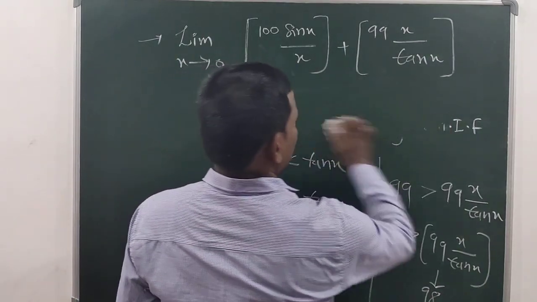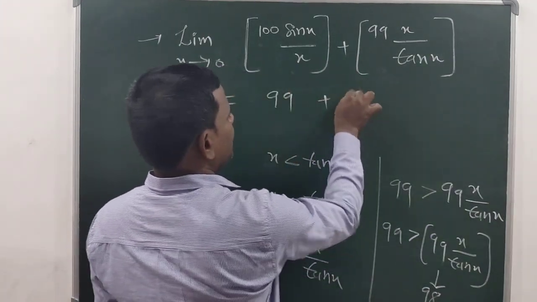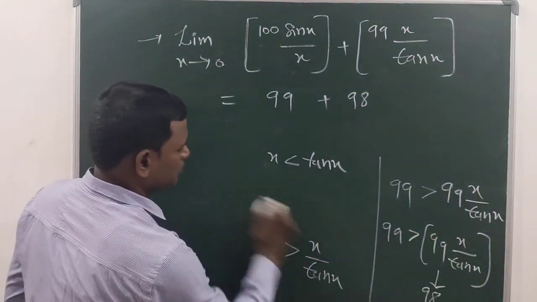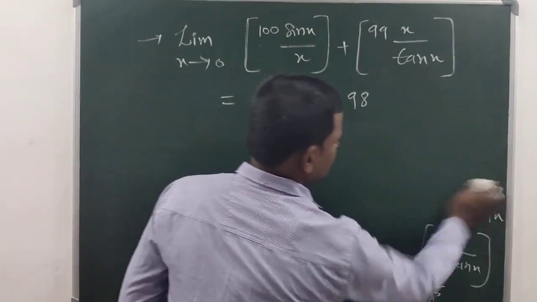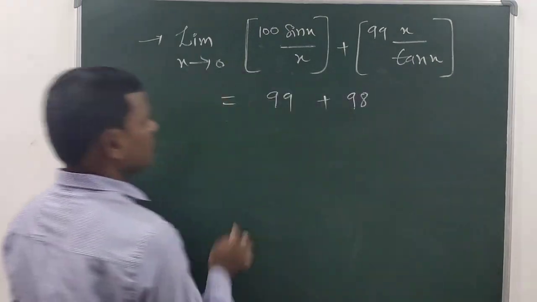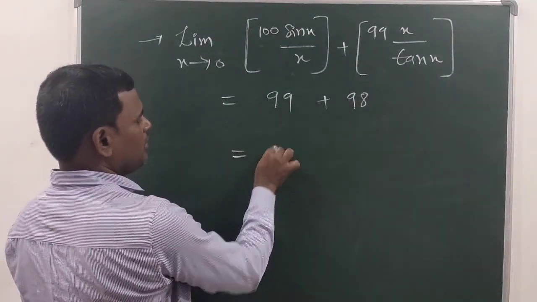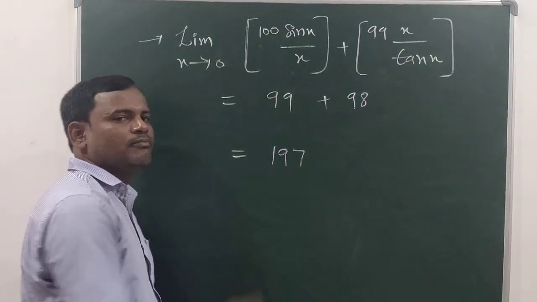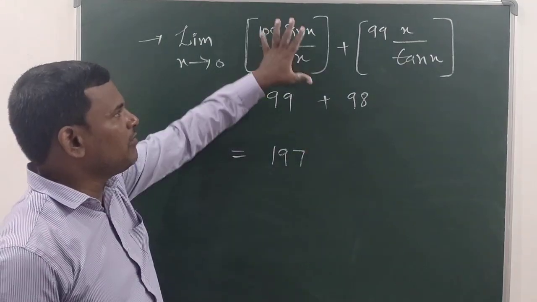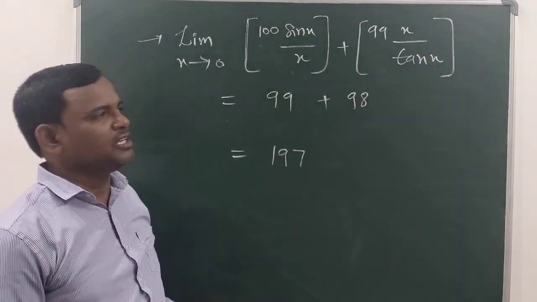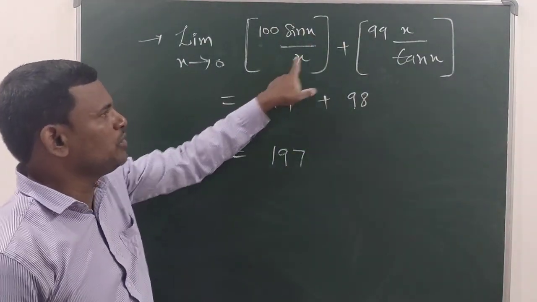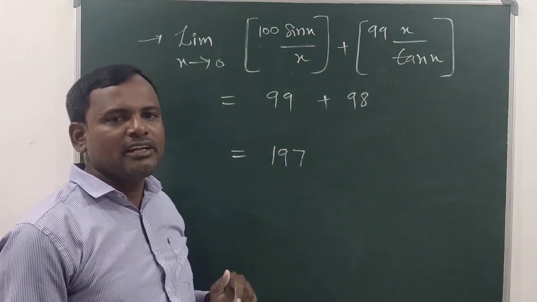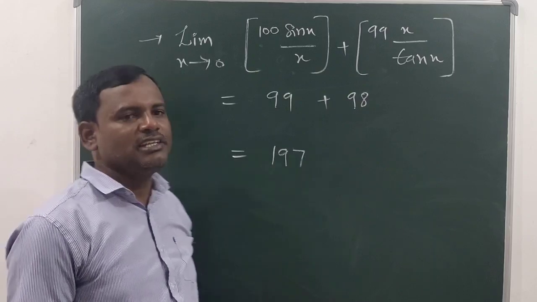So 99 plus 98. Now add both of them. How much can it be? 197. So this is our limit value of this function. When x approaches 0, this function attains the value 197.